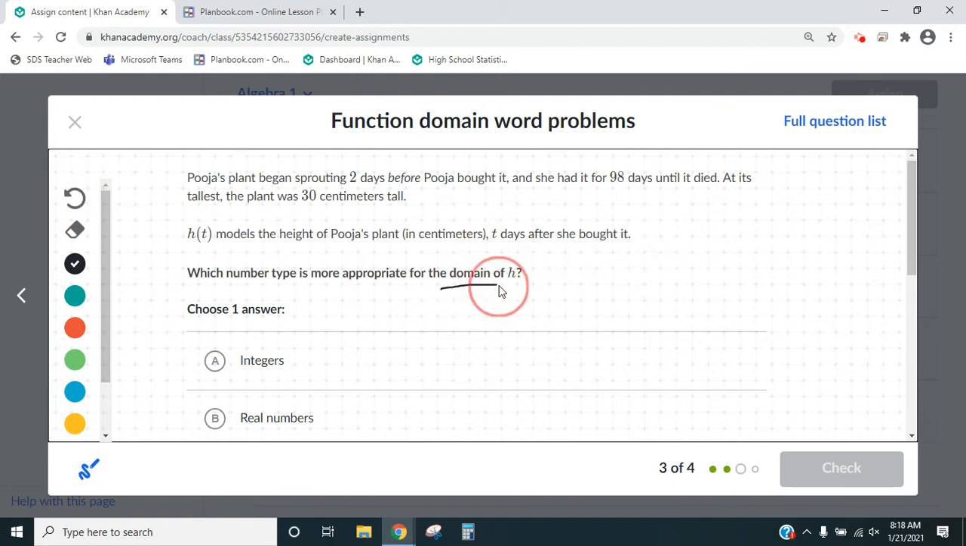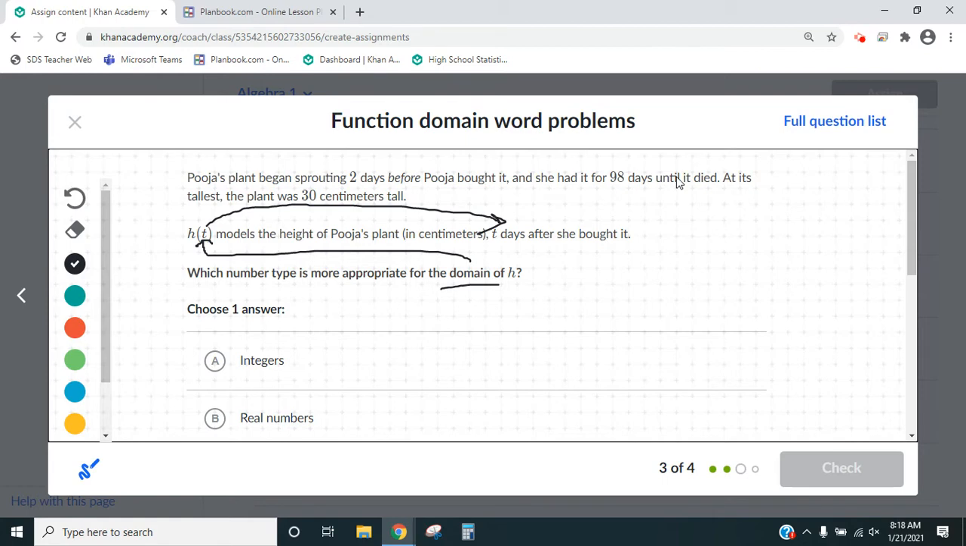Now, we're talking about domain. Domain always refers to the thing that we plug in. All right, domain in this situation is not talking about height. Domain is always the number on the inside of the parentheses. What do we plug in? All right, so what do we plug in? T. And what is T? Right, T is days, right?